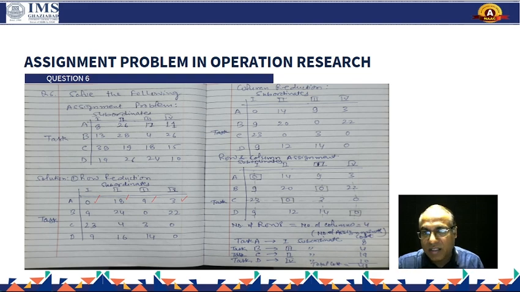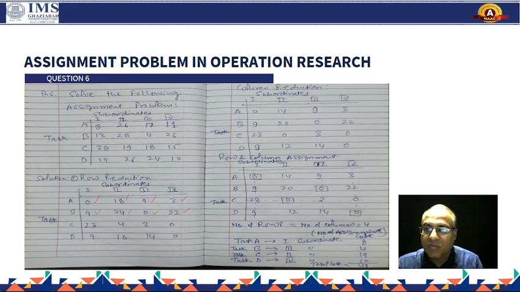Now the second row, for task B, time costs are given as 13, 28, 4 and 26. Out of this, the minimum is 4. So 4 is to be subtracted from all the entries in the second row. So 13 minus 4 is 9, written here. 28 minus 4, 24 is written here. 4 minus 4, 0 is written here. 26 minus 4, 22 is written here.